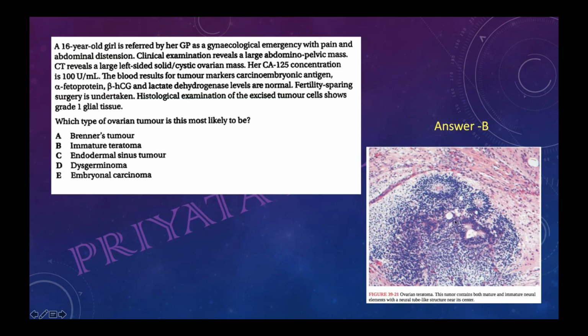No, it is B. Immature teratoma. Yes, immature teratoma, and this is the neuroglial tissue picture.